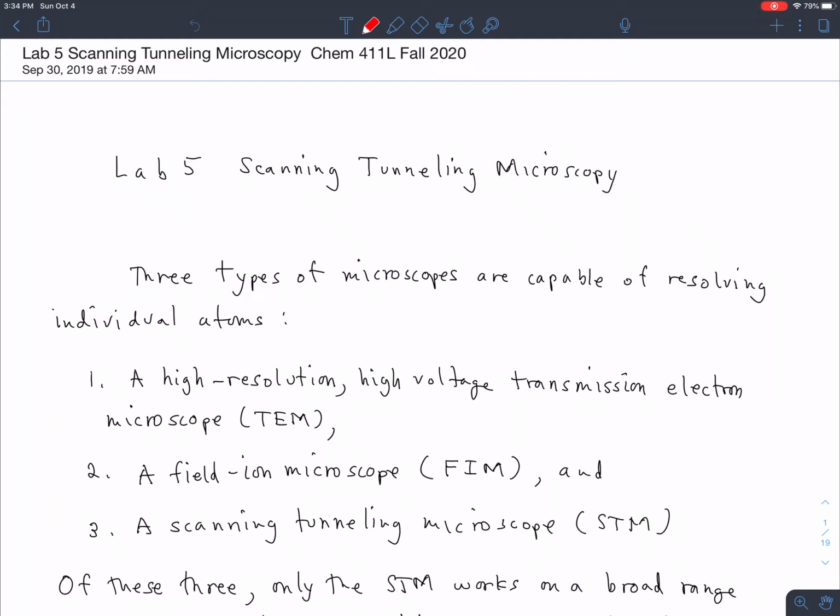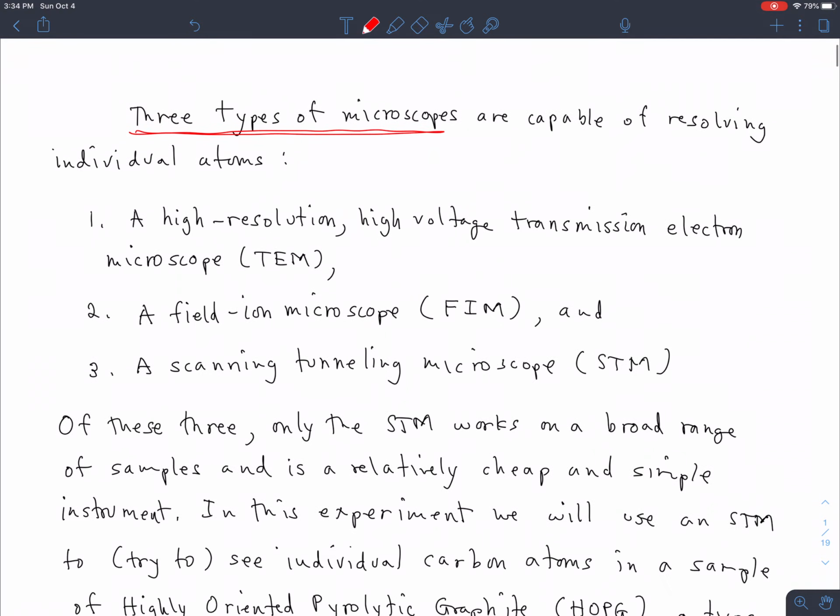What I'm going to talk about today is the background, mostly, for this experiment. So the STM is one of three types of microscopes that are able to resolve individual atoms. The three microscopes that can do that are the transmission electron microscope, a TEM, the field ion microscope, FIM. TEM, probably most people have heard of. The FIM, I wouldn't be surprised if nobody had heard of that. It's a really rare kind of microscope, but it can see atoms. And the third one is the scanning tunneling microscope, STM, which is what we're going to be working with this week.